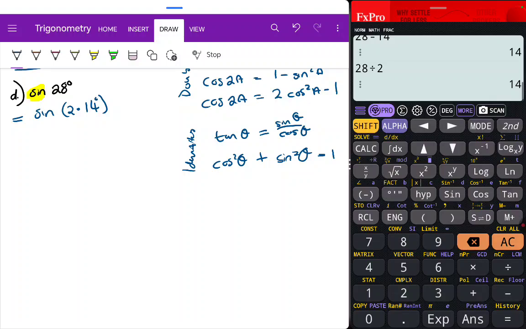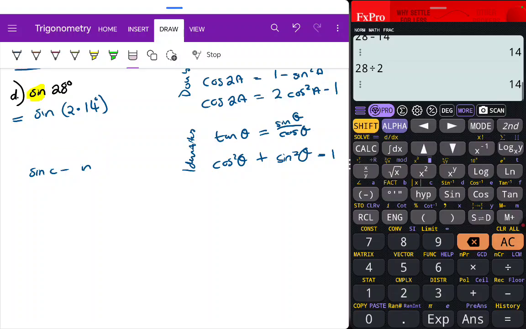Now, what's your temptation at this point? What you should not do right now is to write that this is equal to sine of 2k. That is incorrect because the degree is 28. This is not equal to sine of k plus sine of k, or sine of 14 plus sine of 14.